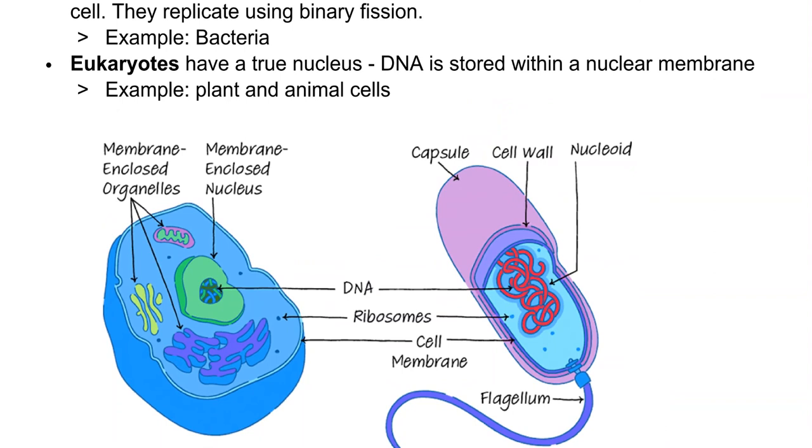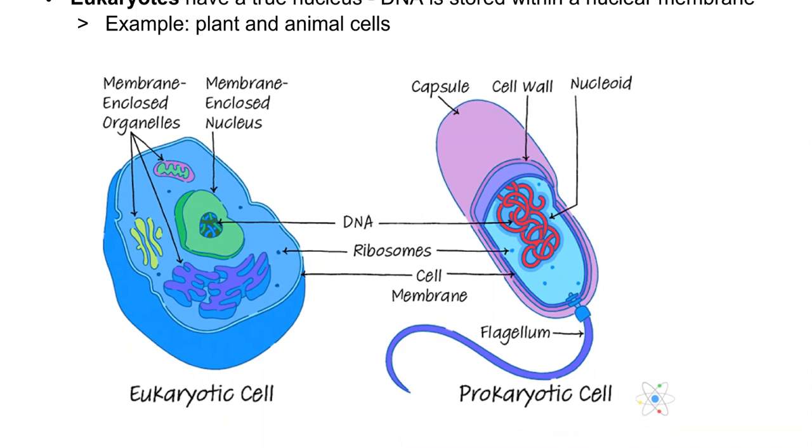Eukaryotes do have a true nucleus. DNA is stored within a nuclear membrane. Examples are plant and animal cells. So like you, right? You are a eukaryote. So you do have a nucleus. You do have membrane-bound organelles inside of your cells. So here are membrane-enclosed organelles. You can think of a membrane as just like a layer that wraps around certain structures.